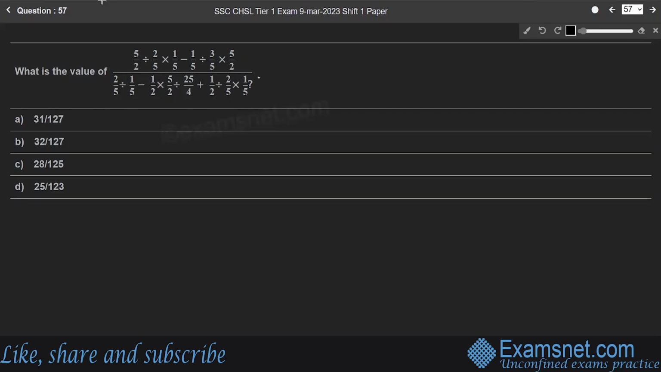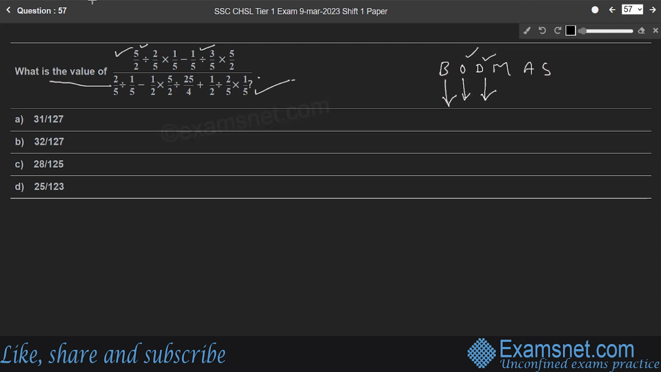Question 57. What is the value of the given mathematical expression? Here it is 5 by 2 divided by 2 by 5 into 1 by 5 minus 1 by 5 divided by 3 by 5 into 5 by 2, whole divided by the denominator part. Here students, we are using the BODMAS rule. So according to the BODMAS rule, we need to solve the bracket part. There is no bracket part to remove. Next comes of part. O means of part. So there is no of part.